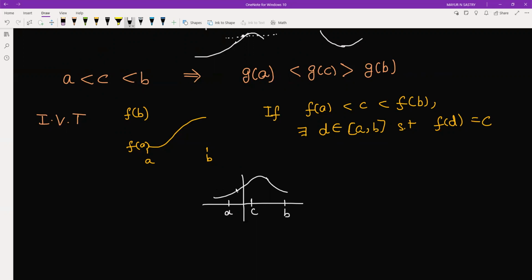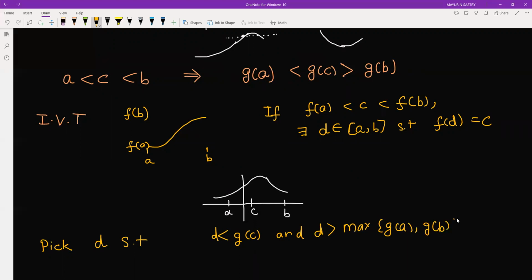So suppose we take some value which is between G of C and G of A as well as between G of C and G of B. In other words, you can pick D such that G of D is less than G of C and D is greater than the maximum of G of A and G of B. There clearly exists such a D because of this condition: G of A less than G of C, greater than G of B, strictly greater than.